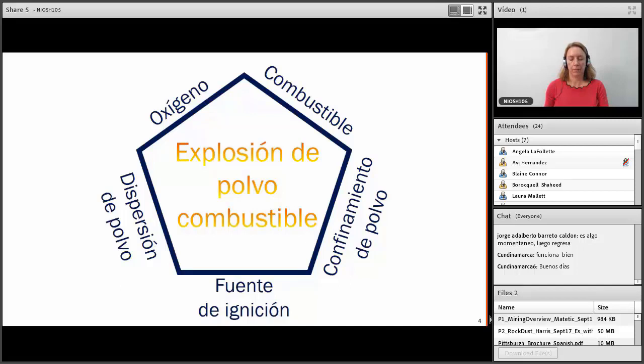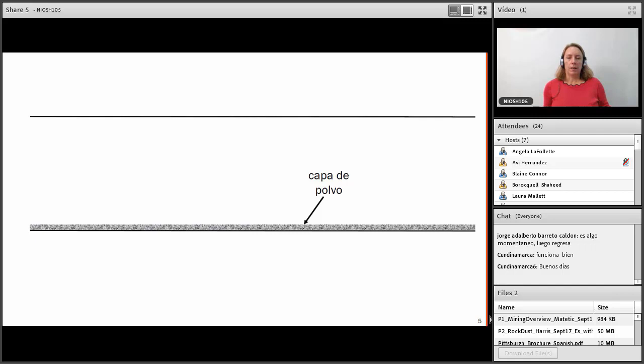I'm going to discuss the basics of a propagating explosion, in which you start out with a dust layer. Here it is shown on the floor, but it can be on any surface. This includes the roof, ribs, cribbing, and or belt line.